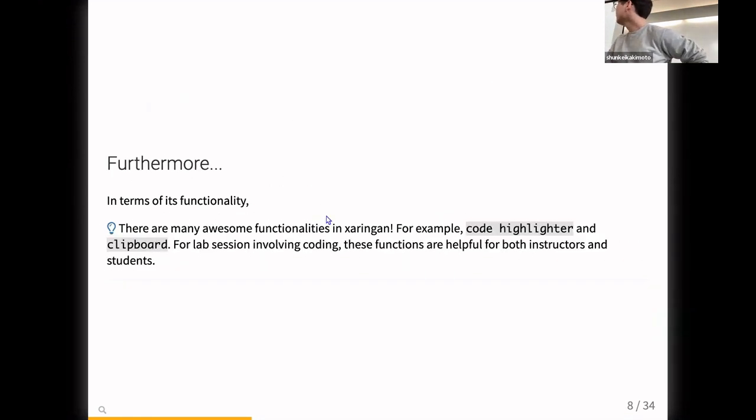And also, in terms of functionality, there are some useful functions in Xaringan, for example, the code highlighter or clipboard. The clipboard allows the students to copy the code with a single click, and the students can paste that code into their RStudio with the same format. It's very convenient.